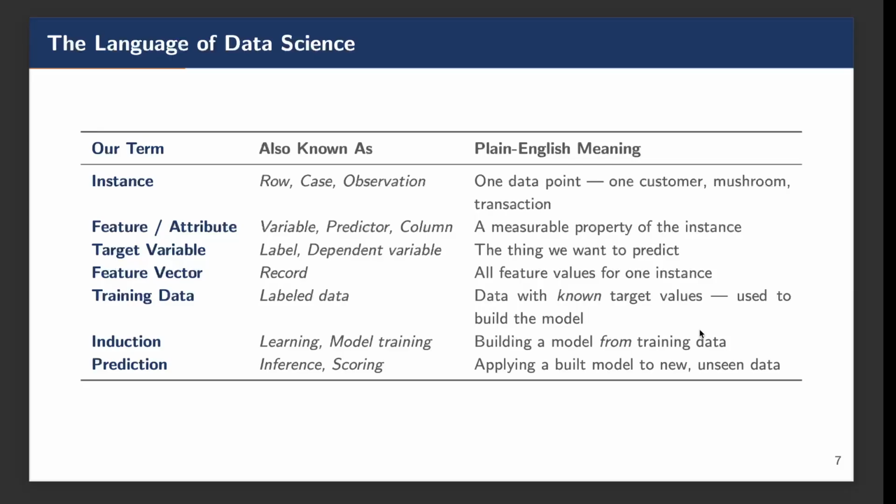So what is the training data? The training data is the historical data that we use to build the model, and the process of building that model is called induction, or we also call it learning. And then when we apply the model to new data without the target variable, we call this prediction or inference.